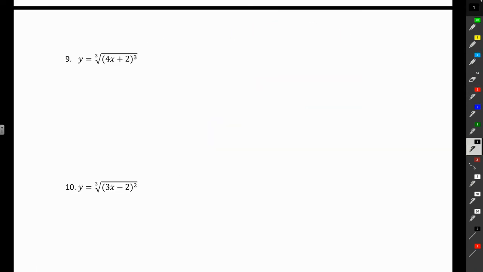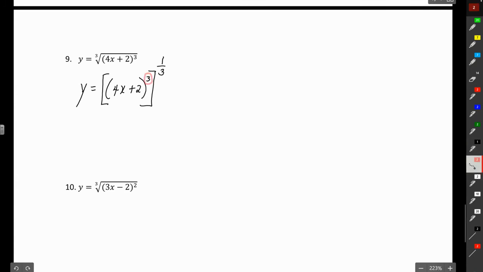First thing I'm going to do with number 9 is rewrite it in exponential form. So we have 4x plus 2 to the third power. And since it's the cube root of that, that means we would write it as raised to the 1/3 power. Now that's kind of nice because when we have a power to a power, we multiply. So we have 3 over 1 times 1 over 3. I can simplify that even further to be y equals 4x plus 2. And now we'll just take the derivative of that. So we get y prime equals 4. That's it.